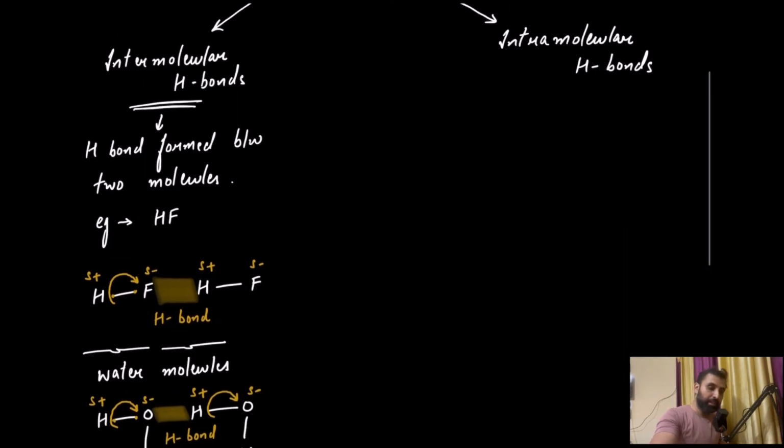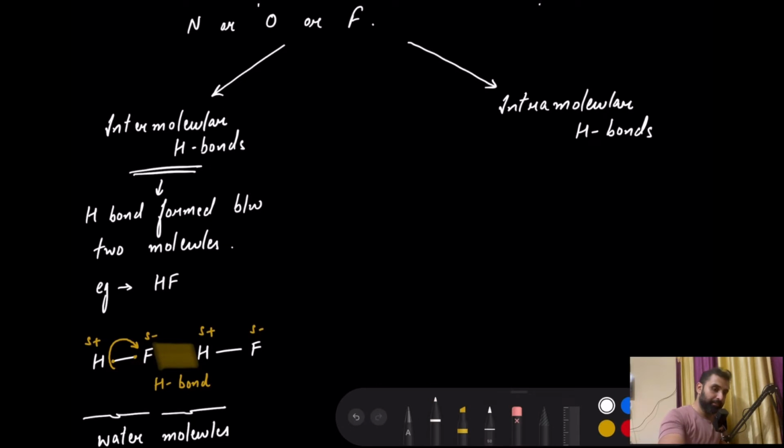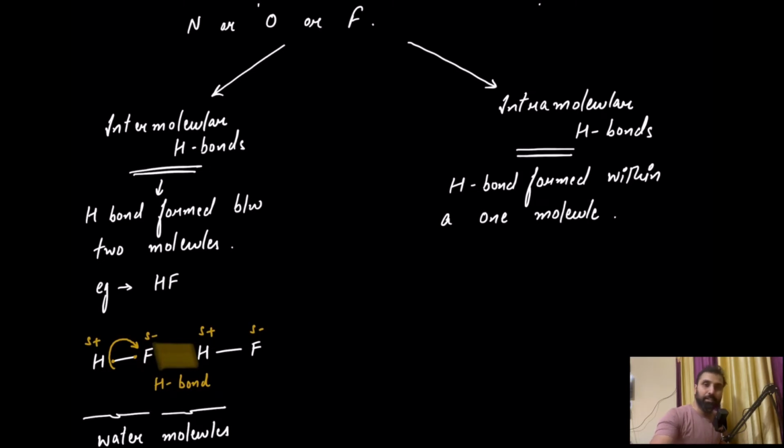Now let's move to the intramolecular hydrogen bond. What do we mean by that? Hydrogen bond formed within a molecule, within one molecule, is called intramolecular hydrogen bond.